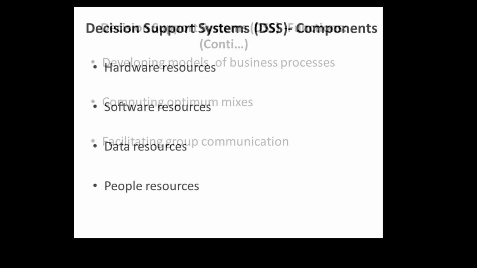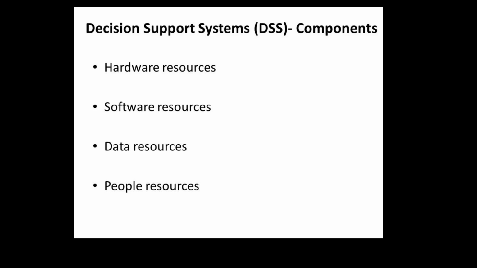Next is its components. DSS and its components. A component means the contents, the ingredients which are there in the DSS. These are the combination of hardware, software resources, data resources, and people resources. These are the main combination of an information system to develop a decision support system.